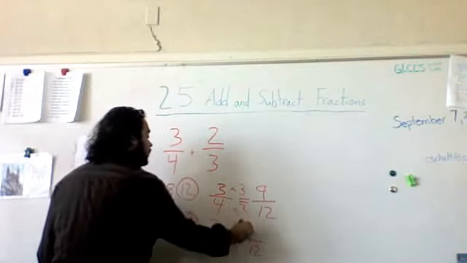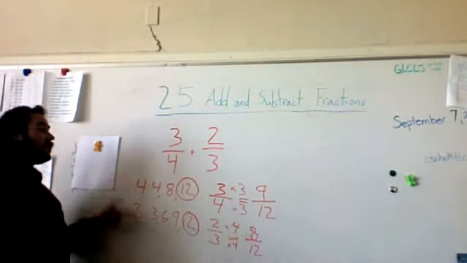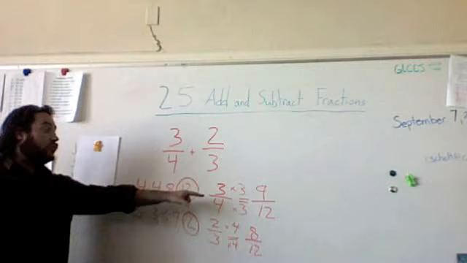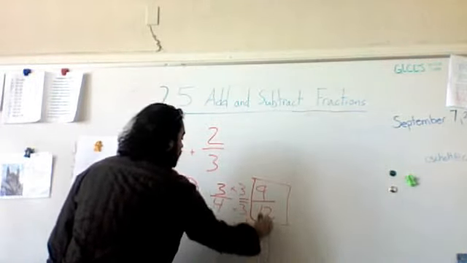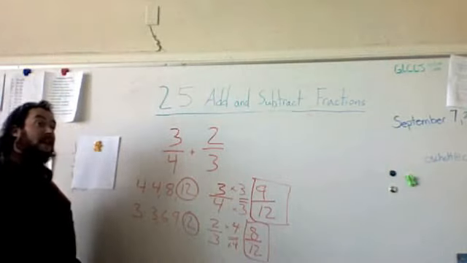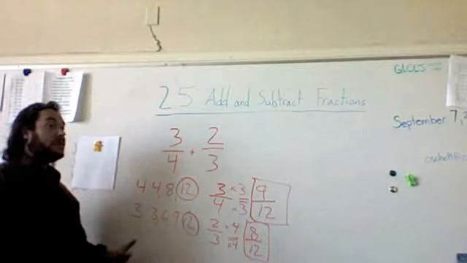2 times 4 is 8. So now we're going to rewrite our original problem using our two new fractions, 9/12 and 8/12. I know this is a lot of steps, so make sure you're staying with me. If you have to go back and rewind and rewatch things, that's okay.